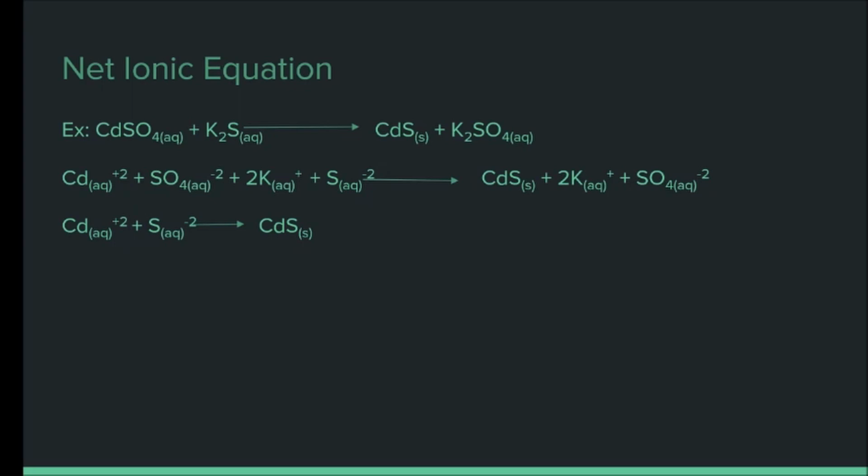Then when you eliminate the things that are the same, the 2 potassium plus ions on the product and the reactant side, you can cross that out, and you can cross out the sulfate, because those don't actually change, they stay aqueous the whole time. So the only thing that actually changes and precipitates is the cadmium ion and the sulfide ion, and it becomes cadmium sulfide.